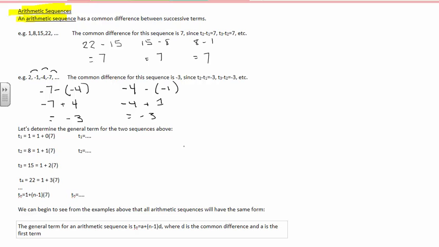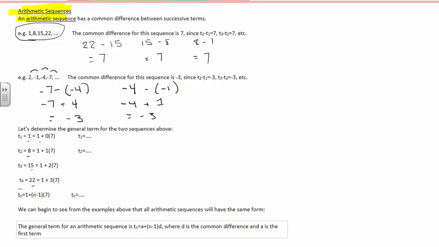Now let's look to see how this helps us with formulas that we can use for all patterns that are arithmetic. So let's determine the general term for the two sequences above. So the first one we're looking at is 1, 8, 15, and 22. So you can see here that term 1 is 1, term 2 is 8, 15, and 22. And now we're just looking to see if there's a pattern that helps us write a formula.